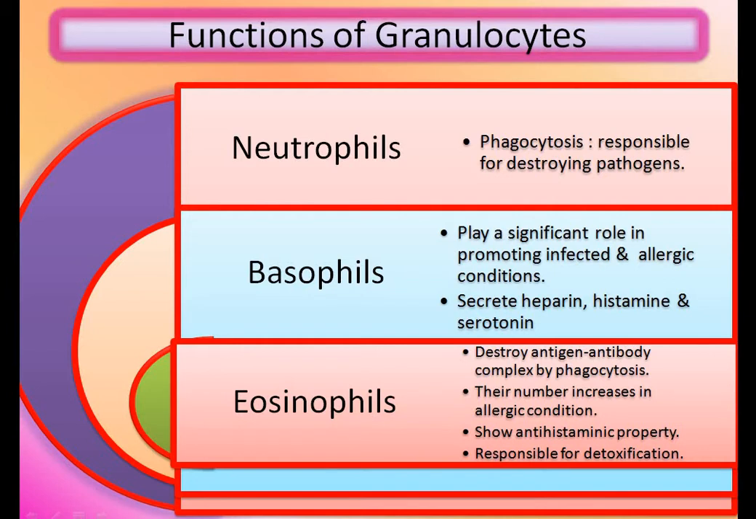Then the third type of granulocyte cell is eosinophils. Eosinophils can destroy antigen-antibody complexes by phagocytosis. They are also phagocytic in nature. Their number increases in allergic conditions, as eosinophils are active during allergic conditions. They can also show antihistaminic property.